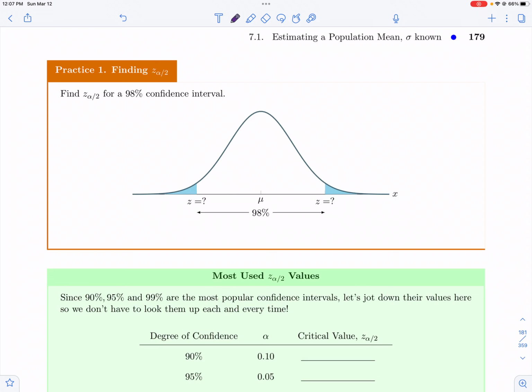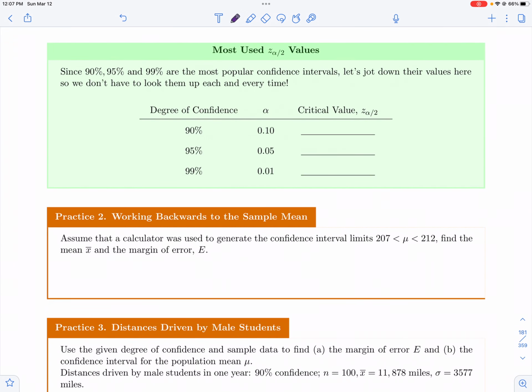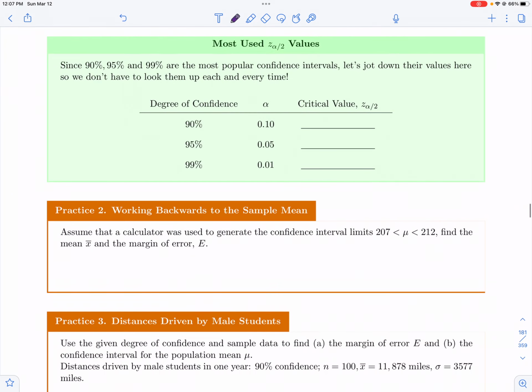Well, hopefully for practice one, everybody got negative 2.33 and 2.33 for their z-scores. And if you didn't, let me know so we can talk about it. All right, in the meantime, there are a couple values that are used a lot, and it's worthwhile having these written down so we don't have to keep doing it over and over again. And so we can see 90% was on our list, which we saw was 1.64.